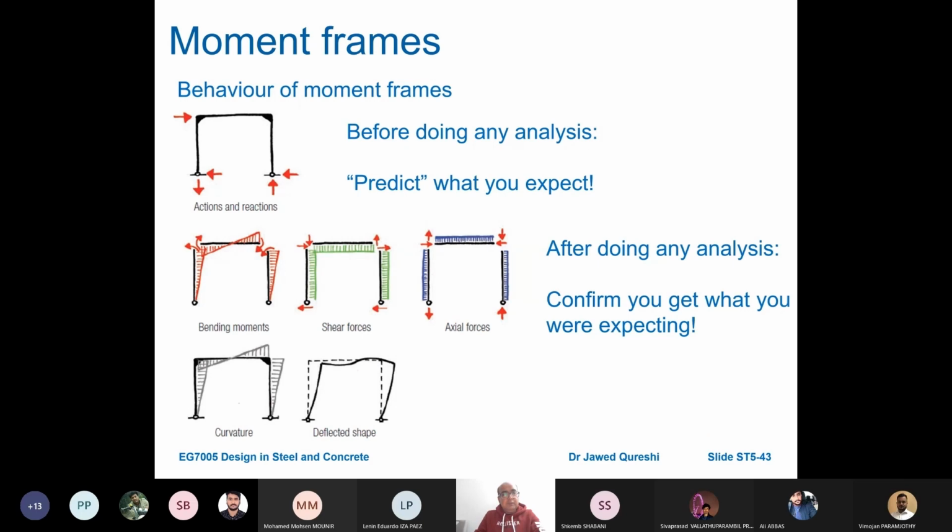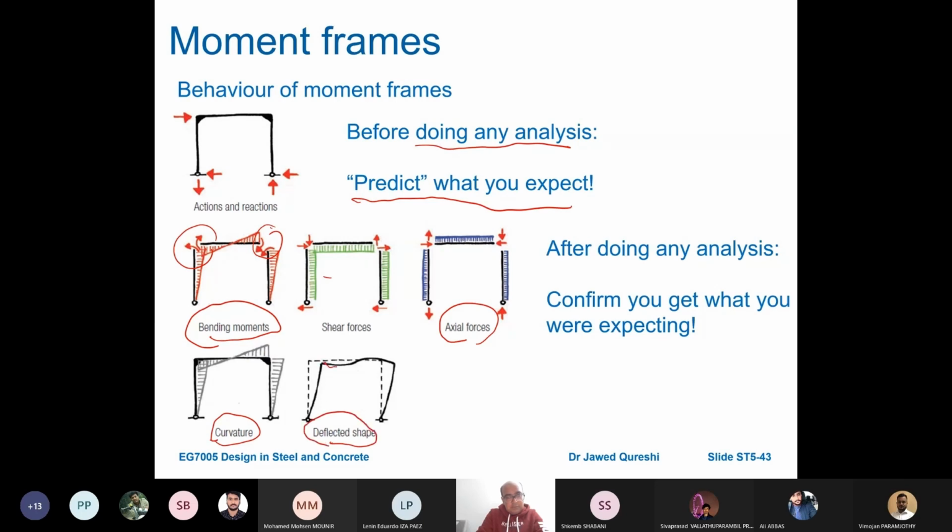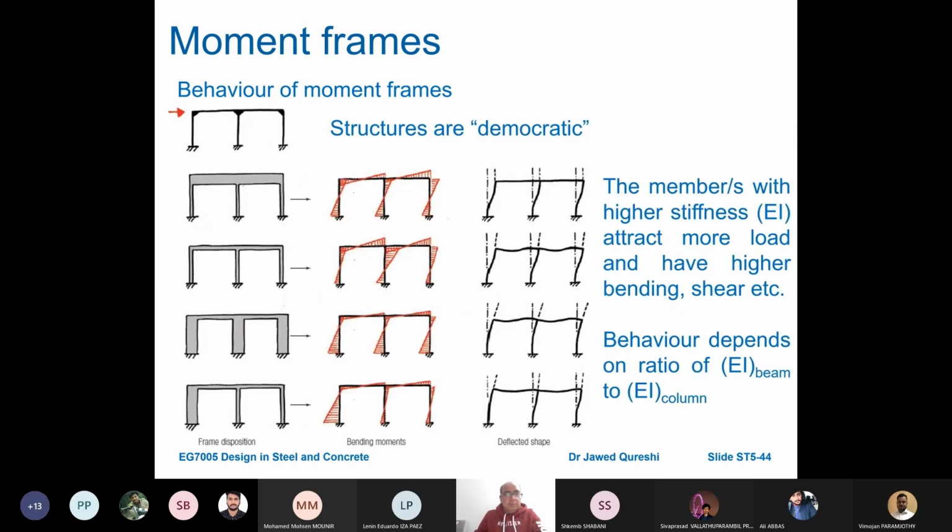And behavior of moment frame, before going into analysis, predict what you expect. So after doing analysis, confirm you get what you are expecting. Here you can see that the bending moments are going to look like this because it's a fixed connection. So you will have some kind of moment, and the shear force is going to look like this, and then axial forces are going to look like this, and curvature will look like this, and deflected shape. I will not go into details of how we develop this deflected shape, but I will just draw it.